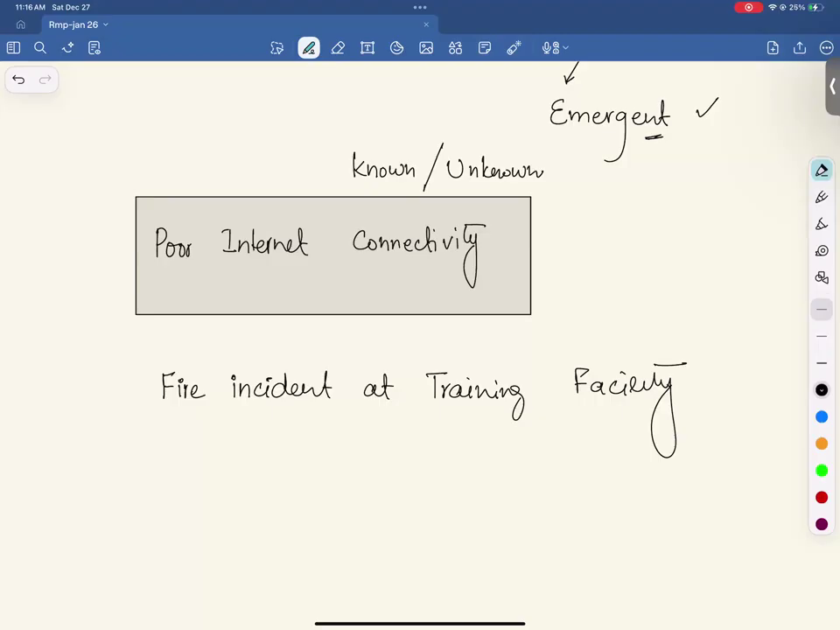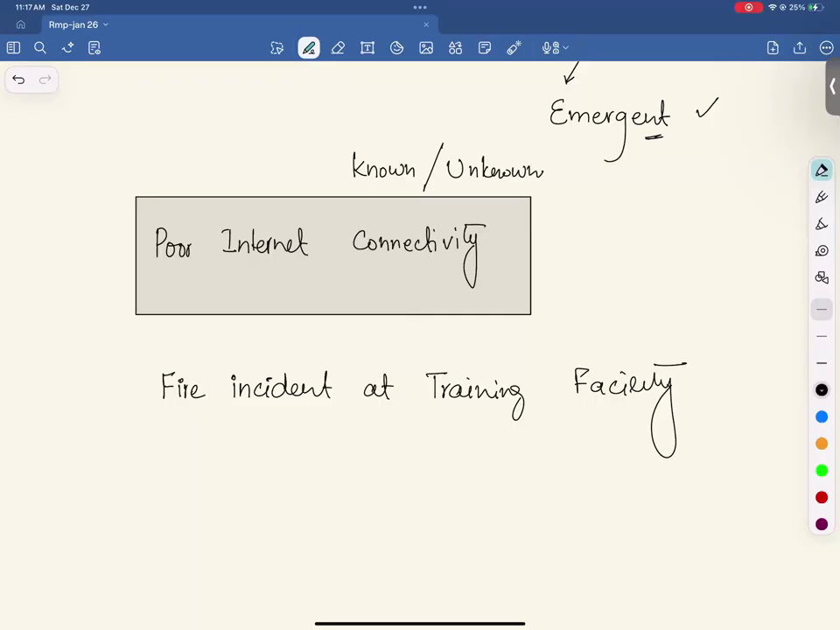Let's say you develop your risk register and you do not document poor internet connectivity in the risk register. Is it known or unknown? Then unknown. Although it's a simple risk that everybody is aware of, since you have not documented it, for you it is an unknown risk. So a risk event which occurred, which was not part of your risk register, despite the fact it is simple, obvious, known to everybody, for you it is still an unknown risk. You understand, everybody? Does it make sense?